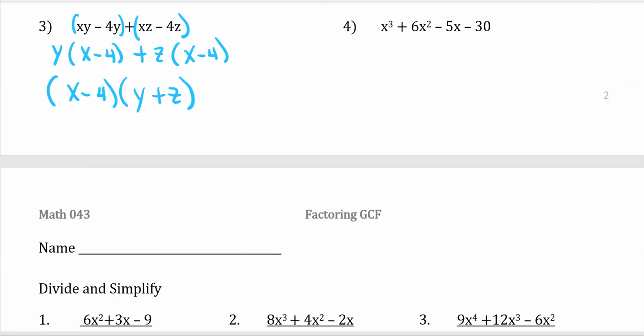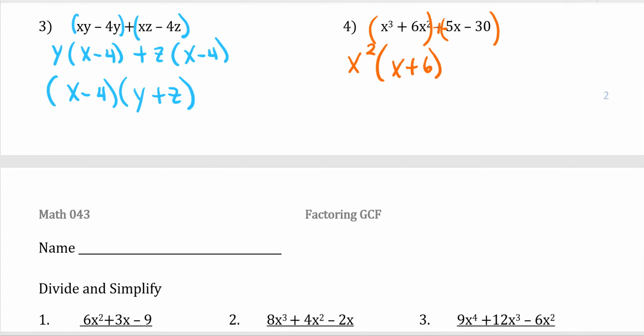Number 4, we have 4 terms. We're looking for a greatest common factor. They don't have one, so we will factor by grouping. We will group the first 2, attach the negative inside the parentheses to that 5, make the negative sign on the outside a plus sign, and take out the greatest common factor.